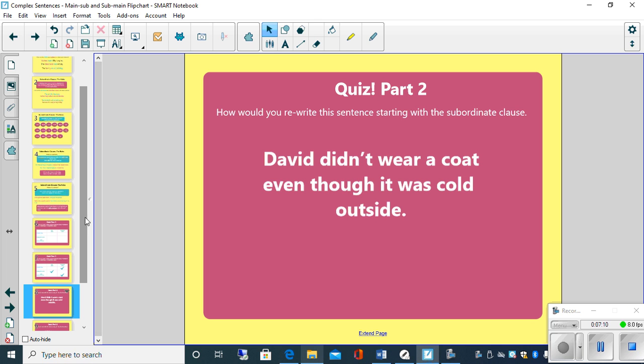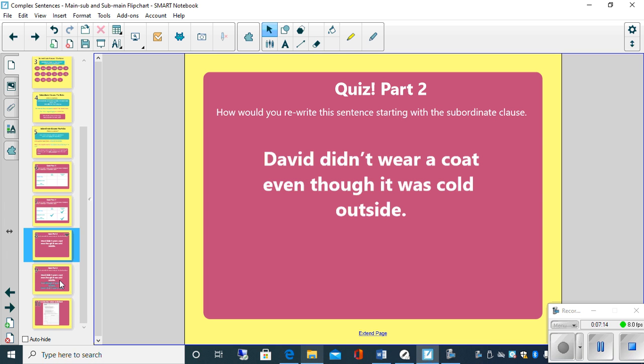If you need to pause the video and write it out, please do so, and then we'll have a look at the answer. Okay then, let's have a look then. So let's see if you got what it should have been. So starting with the subordinating clause, it would look like this. Even though it was cold outside, David didn't wear a coat. All right, we've started with the subordinating conjunction, followed by the other part of the clause, and then we completed it with the main clause.